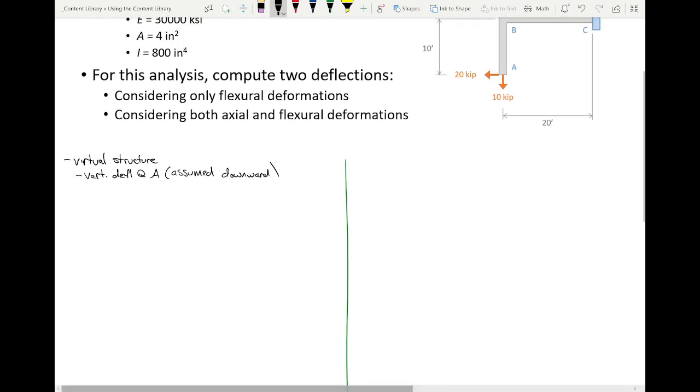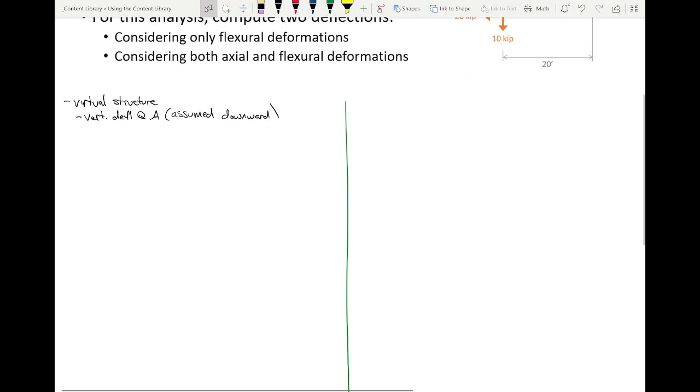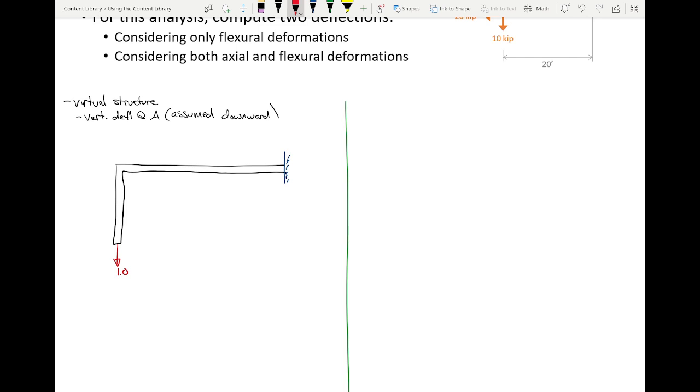I mean, I don't know about you, but if I look at that frame, I kind of think the point A is deflecting downward, don't you? Would that be a fair statement? Okay. So how do we do that? Well, we take the frame and we remove all the loads, and we only place a single unit load like that. Okay? So this is point A, this is point B, this is point C. This dimension here is 20 feet. There goes the alarm in the hallway. This is 10 feet, etc.